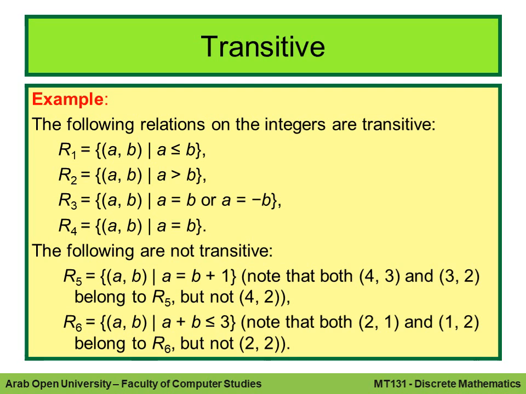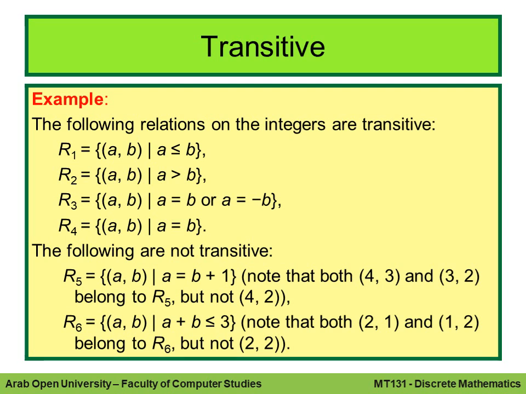Here are examples of relations that are not transitive. R5, (a,b) such that a equals b plus 1. This is not transitive, and it should be clear that 4 is related to 3 and 3 is related to 2, but 4 is not related to 2. The transitivity condition is not satisfied.